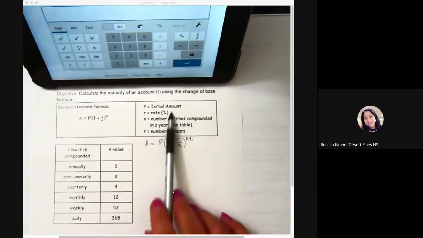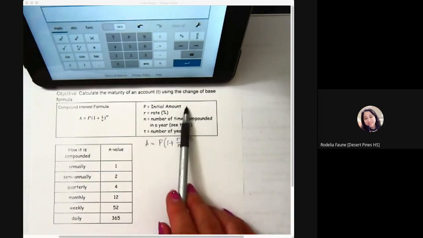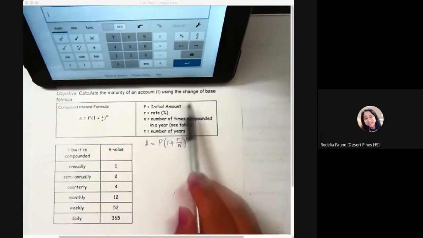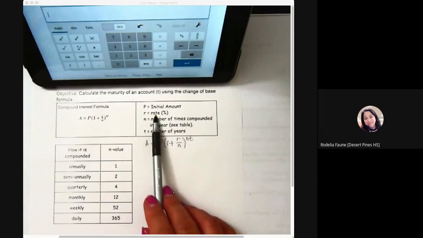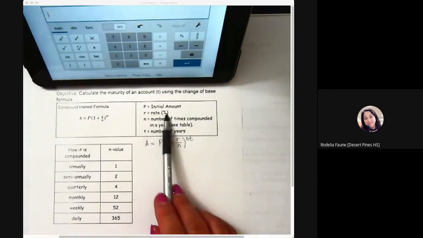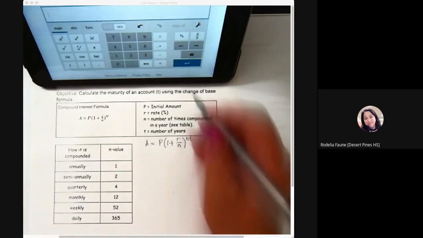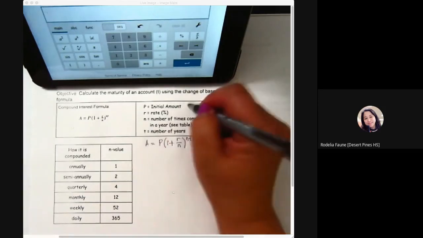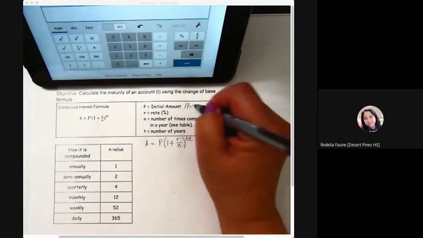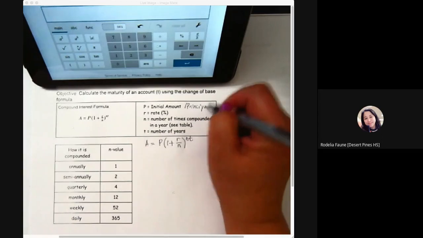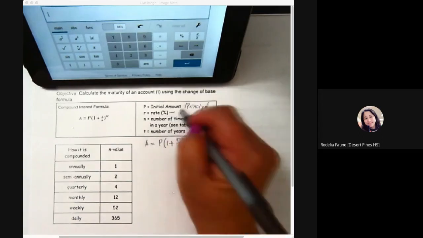P is the initial amount. Sometimes we call it principal. So this is how much money we're putting into the account. That's your P. R is the rate. Look for the number that has a percent symbol. And this is always expressed as a decimal.